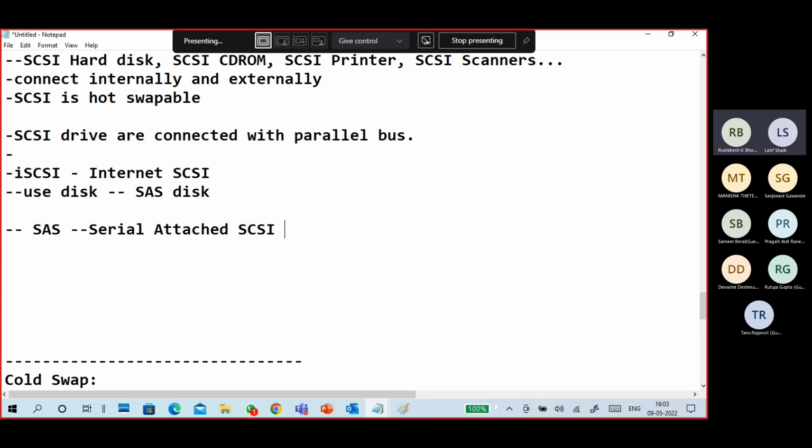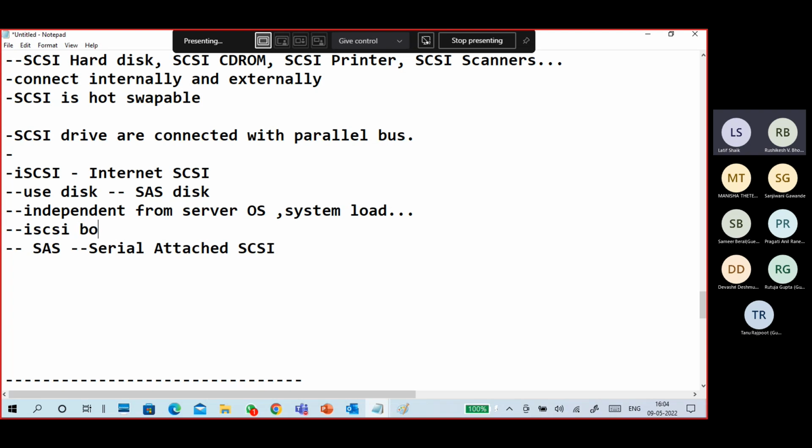Earlier we had parallel SCSI. Now it is serial SCSI, with serial connectors like a SATA type of connector, so we can connect directly. So iSCSI, internet SCSI, is independent from the server OS, the motherboard, or system loads. It is independent.